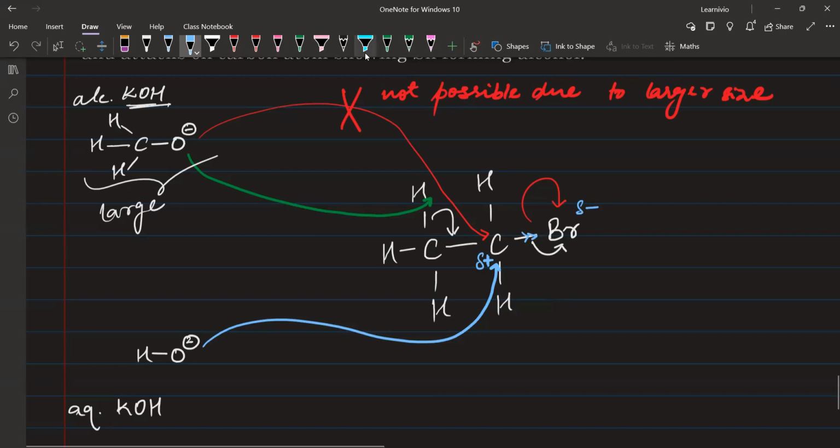Both should attack the alpha carbon. But this alkoxide ion cannot attack the alpha carbon because of the larger size and steric hindrance. So it attacks the next nearest thing, that is the hydrogen atom, and takes it. Since it acts as a base, the O is negative, and the one who easily stabilizes the negative charge is H positive. So it takes the H positive and gives electron density here, and then Br leaves. Make sense what's happening now, Harsha? Yes, sir.